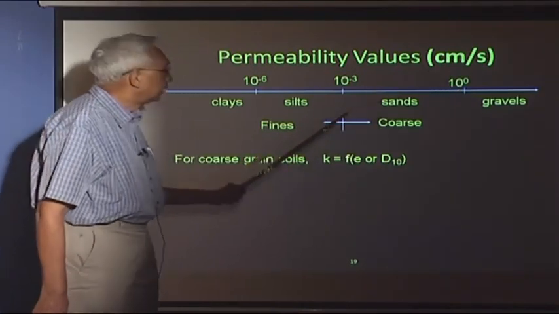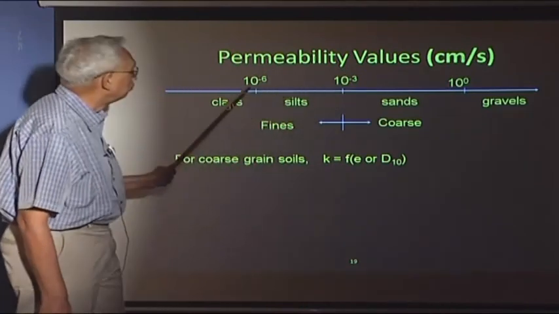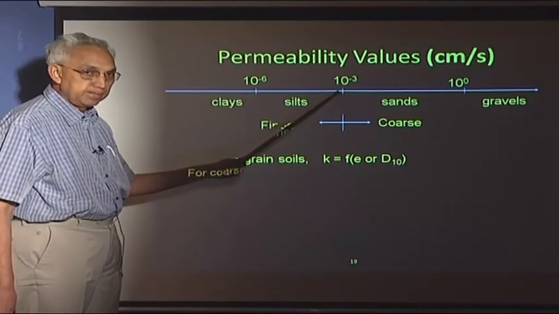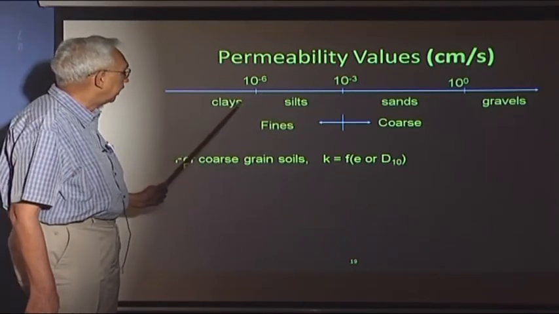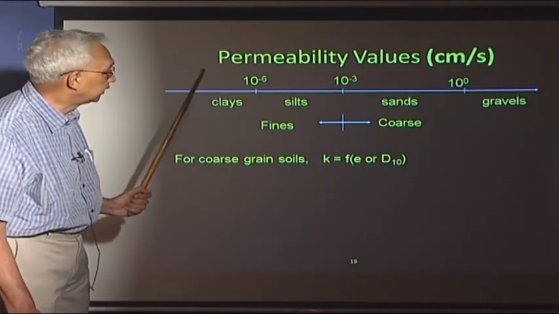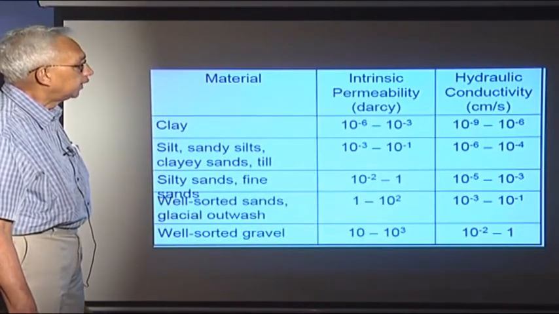Sands are more than 10 to the power of minus 3 centimeters per second. Silts are more than 10 to the power of minus 6, less than 10 to the power of minus 3 centimeters per second. And clays are all very, very impervious with 10 to the power of minus 6 centimeters per second or less. This is another way you can look at the same data.